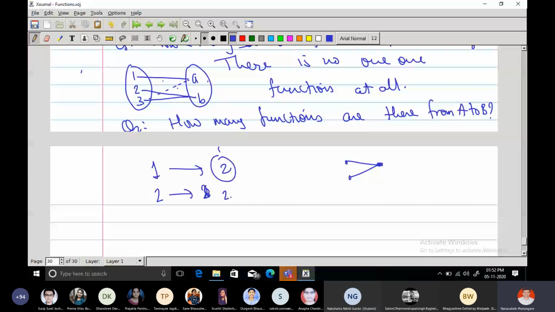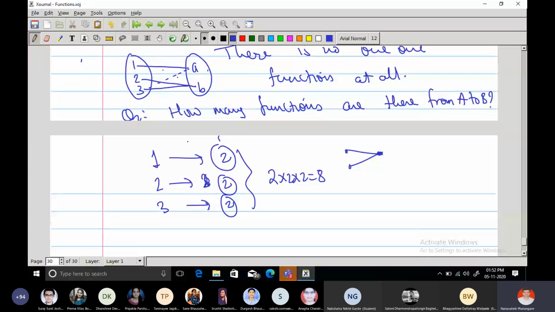How many possibilities for 3? 2 possibilities. So in total, how many possibilities? 8 possibilities. Correct? And you can actually write down all 8 different functions from a 3 element set to a 2 element set.